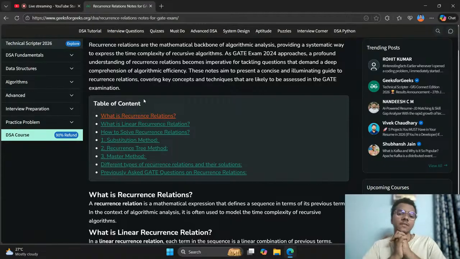Recurrence relations are the mathematical backbone of algorithmic analysis, providing a systematic way to express the time complexity of recursive algorithms. As the GATE Exam 2024 approaches, a profound understanding of recurrence relations becomes imperative for tackling questions that demand a deep comprehension of algorithmic efficiency. These notes aim to present a concise and illuminating guide to recurrence relations, covering key concepts and techniques that are likely to be assessed in the GATE examination.